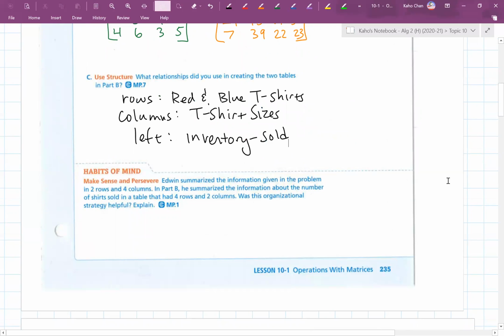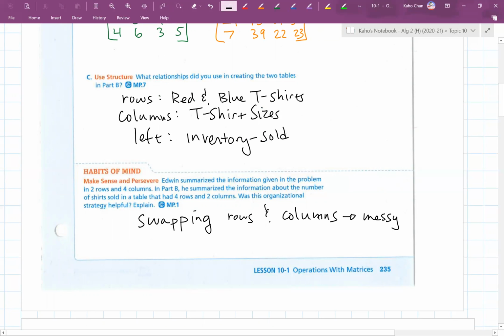All right, habits of mind. Edwin summarized the information given in the problem in 2 rows and 4 columns. In part B, he summarized information about the number of shirts sold in a table that had 4 rows and 2 columns. Was this organizational strategy helpful? Explain. Well, he did swap it, and that's what we decided to go with. Swapping the rows and columns can be a little messy when you're trying to process data. So when you have situations like that, you just have to double check your data itself.